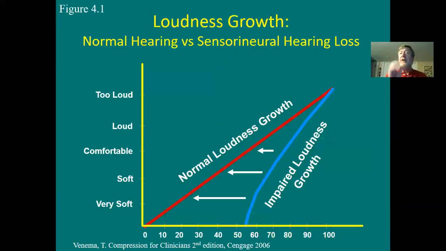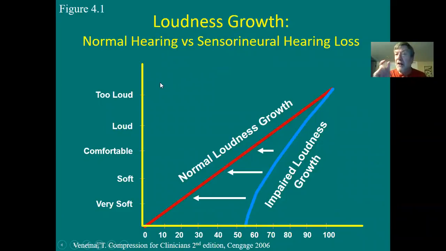So here's another way of looking at it. Loudness growth for normal hearing versus sensory neural loss. Here's decibels along the horizontal. Here's psychoacoustics along the vertical. To a normal hearing person, we're looking at the red line. 10 to 20 decibels is very soft. 50 to 60 is comfortable. 90 to 100 is too loud.